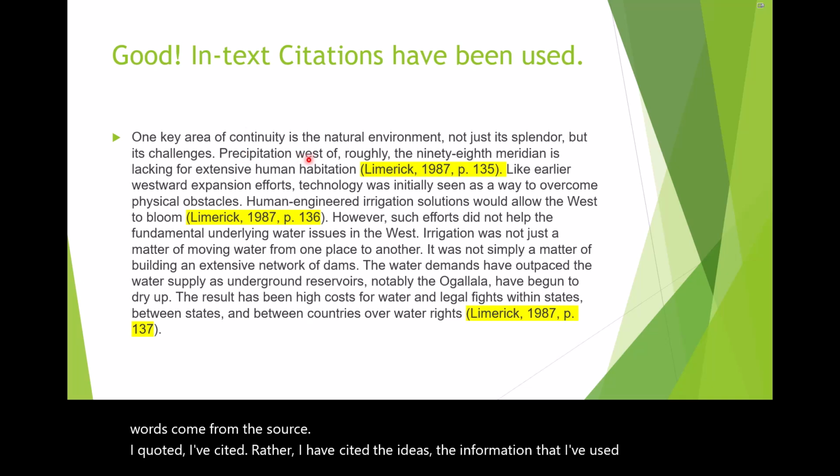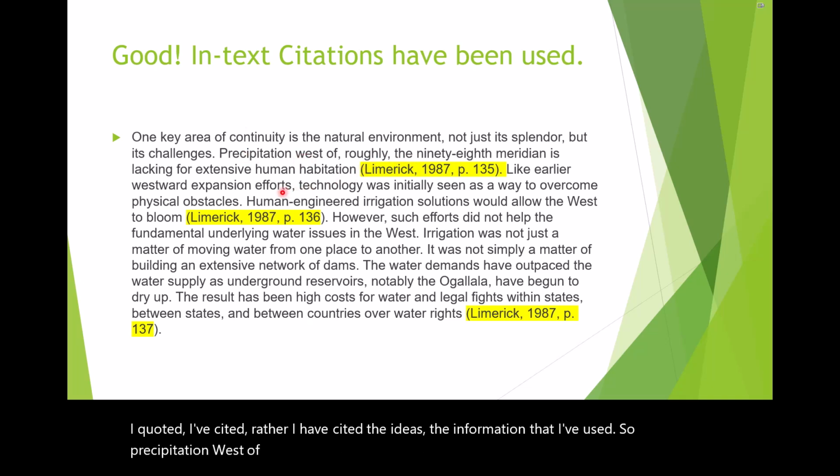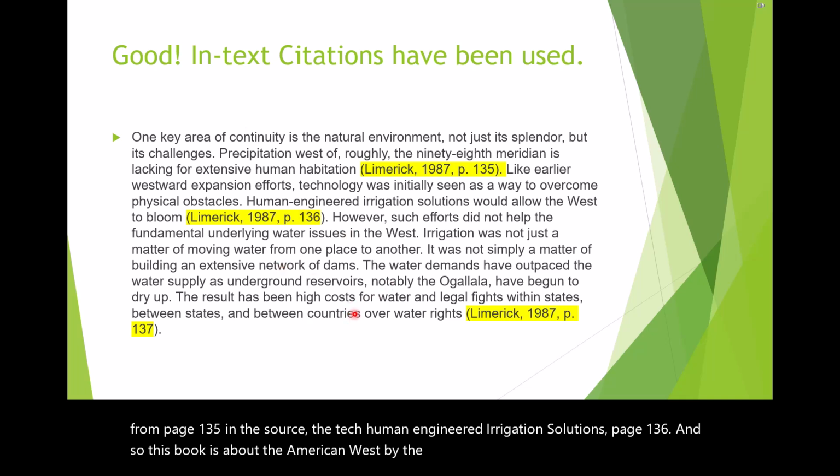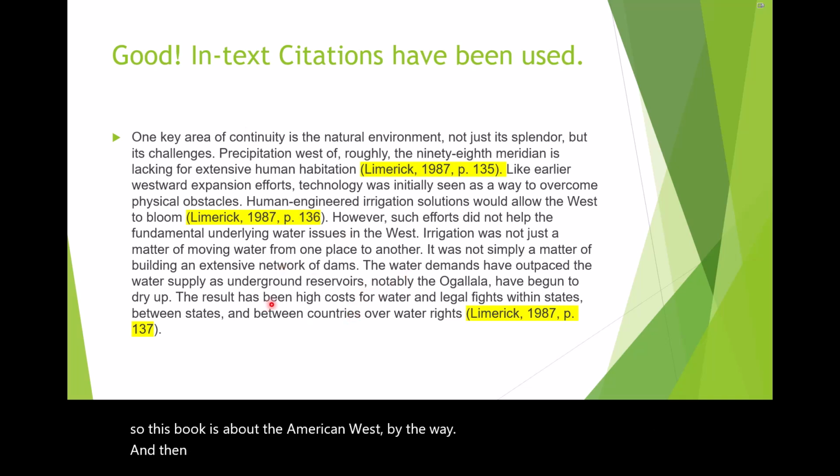So precipitation west of the 98th meridian is lacking for extensive human habitation. That comes from page 135 in the source. The human engineered irrigation solutions, page 136 in the source. So this book is about the American West, by the way. And then water demands, high cost of water, legal fights with states, page 137 from the source. So notice that I have cited the information that I've used.